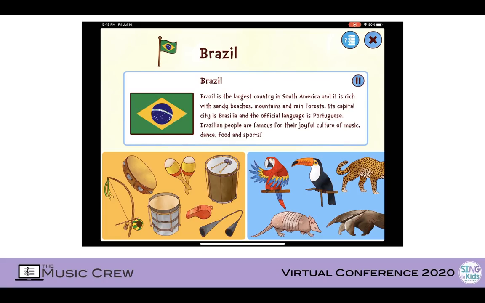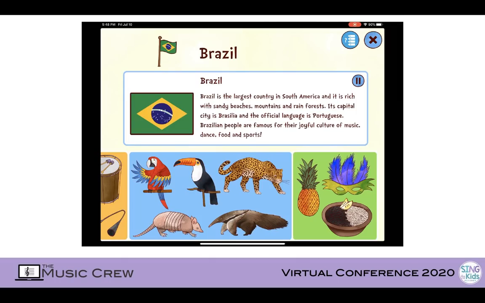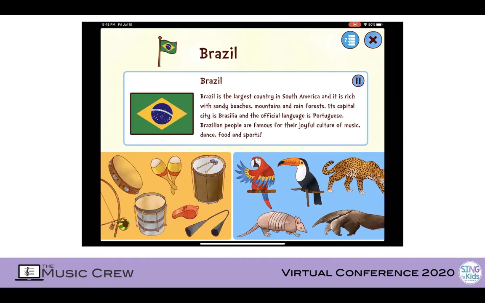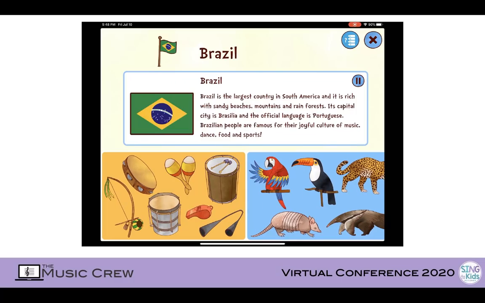Tap the items to learn. Brazil is the largest country in South America, and it is rich with sandy beaches, mountains, and rainforests. Its capital city is Brasilia, and the official language is Brazilian Portuguese. Brazilian people are famous for their joyful culture of music, dance, food, and sports.